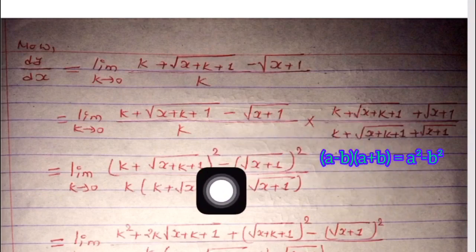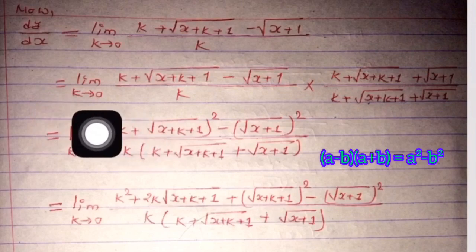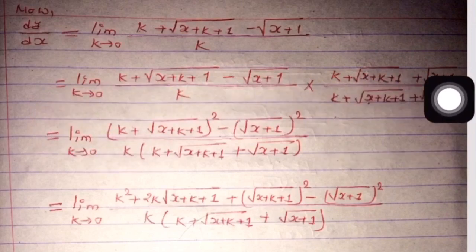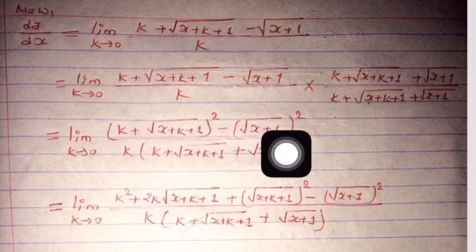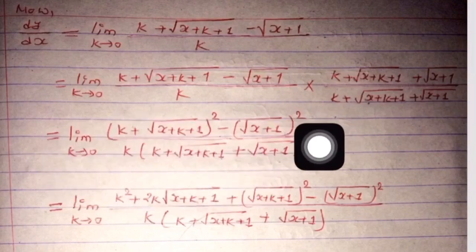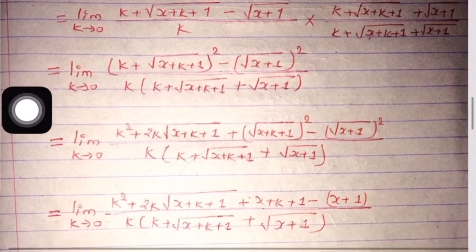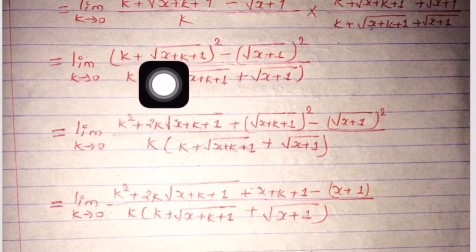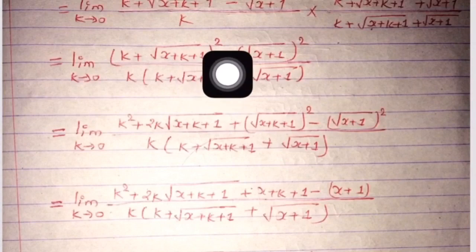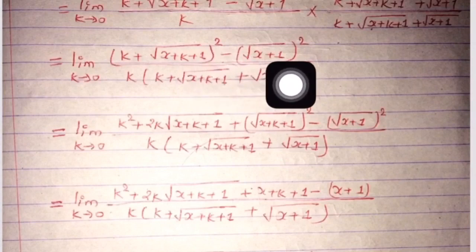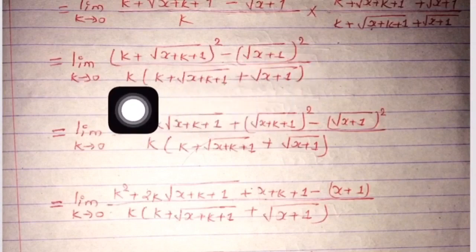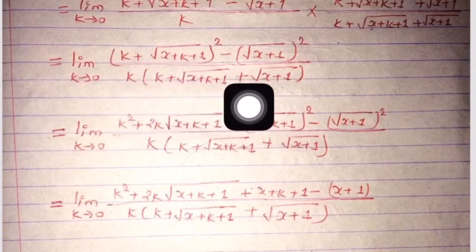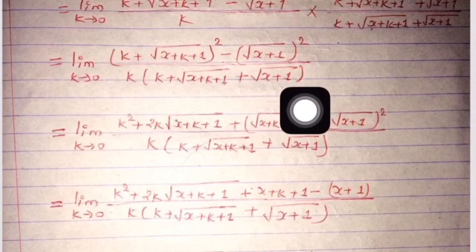So using this formula we have here, after using the relation (a − b)(a + b) = a² − b², we get this term. Okay, so limit k tends to 0 of [k + √(x + k + 1)]² − [√(x + 1)]², whole divided by k times [k + √(x + k + 1) + √(x + 1)].